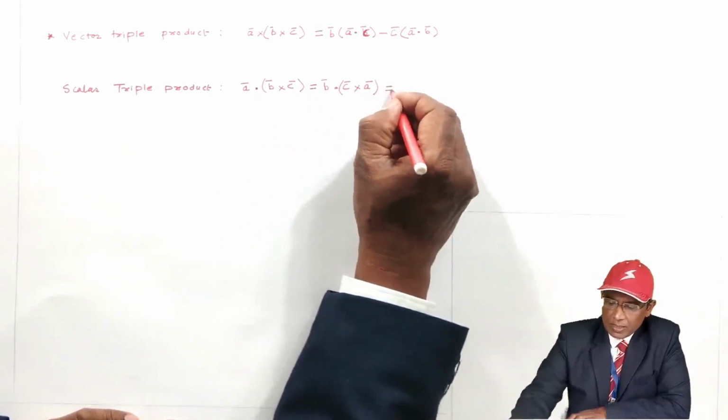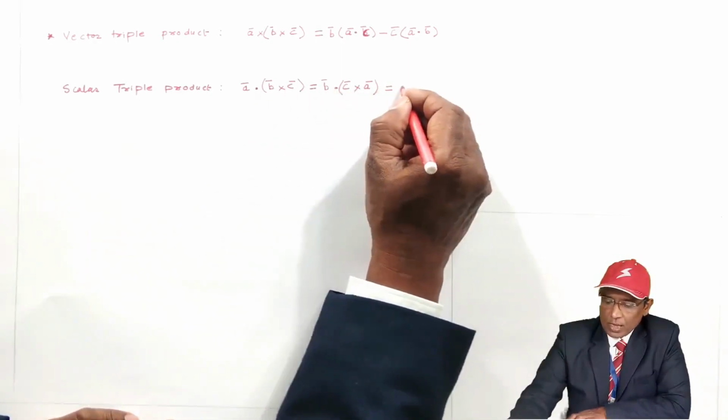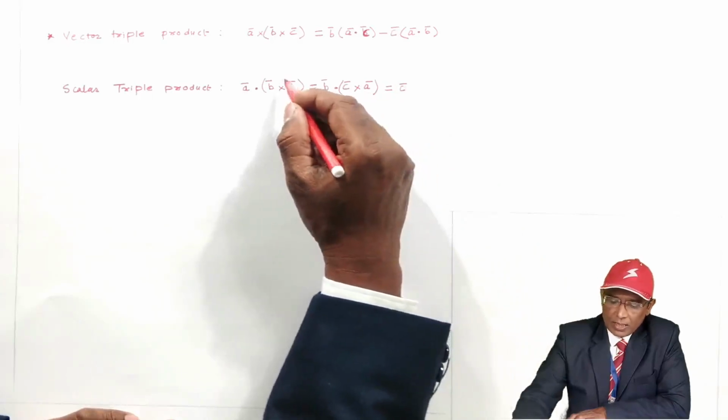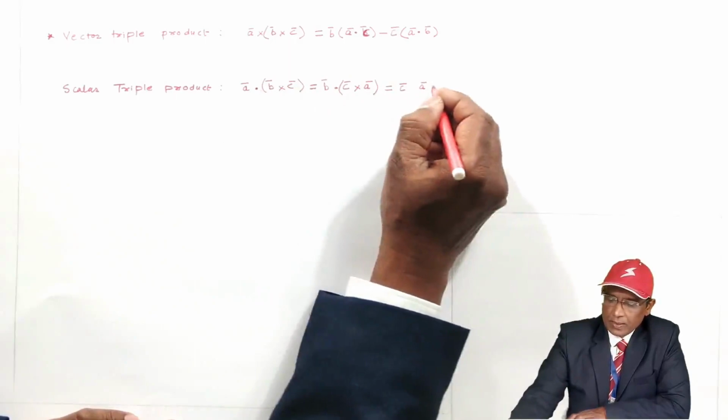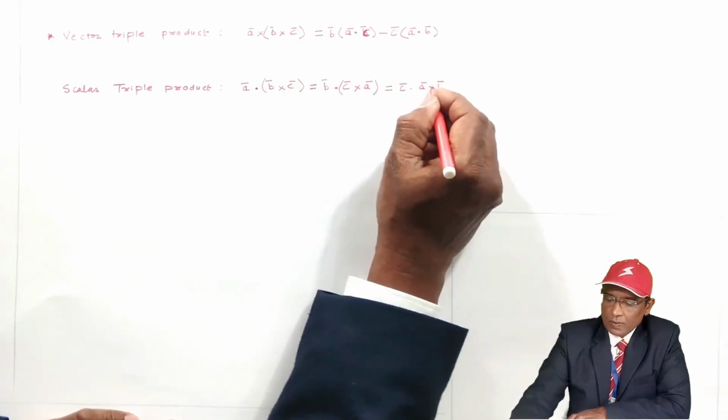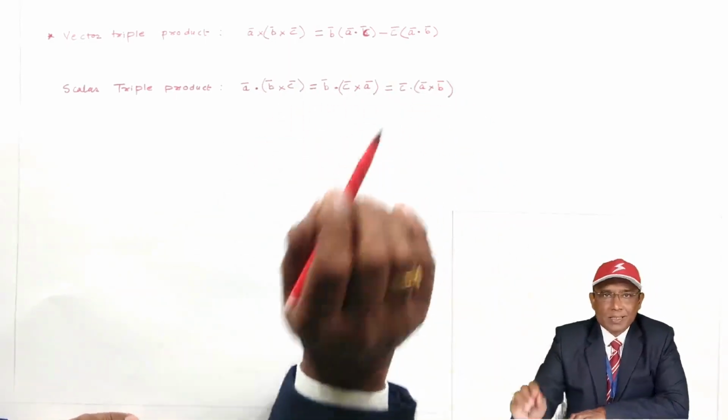This can be written as, now I am going to start from C bar. After C, A is there, and after A, B is there, and the dot and cross. Okay, the meaning of all these three things is the same.